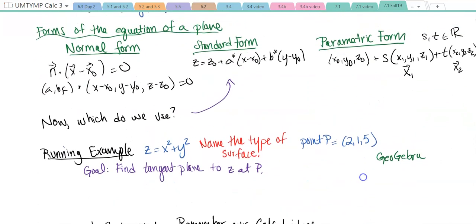Okay, so to begin, there's an example here. Z is equal to x squared plus y squared, and I want you to name that surface. Like really name it. Hopefully you have a name in mind, and then we're given a point, and our goal is to find the tangent plane to z at P.